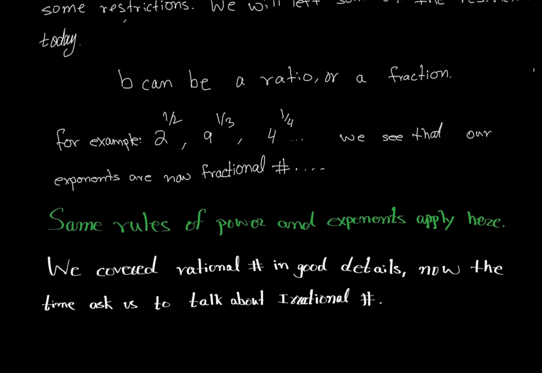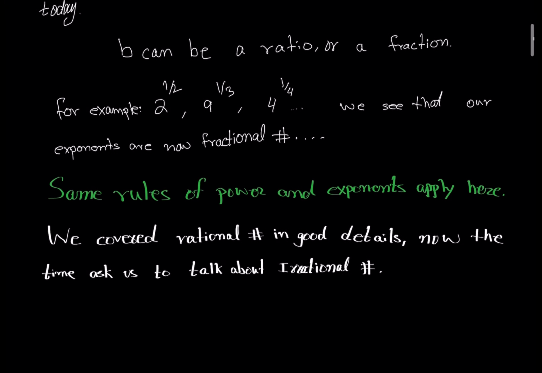The same rules of power and exponents apply here. That means we had rules if you're going to multiply or divide the power expressions. So that will conclude it. We covered rational numbers in good detail. Now we will go on to talk about irrational numbers.